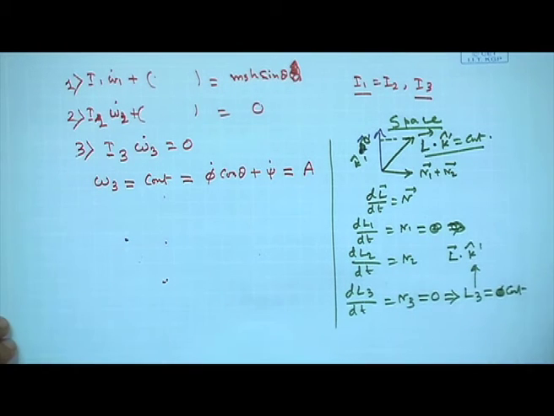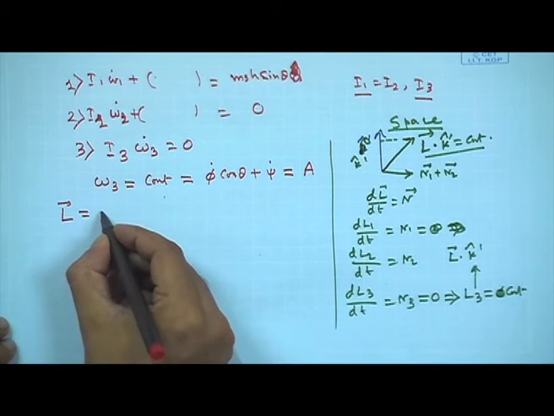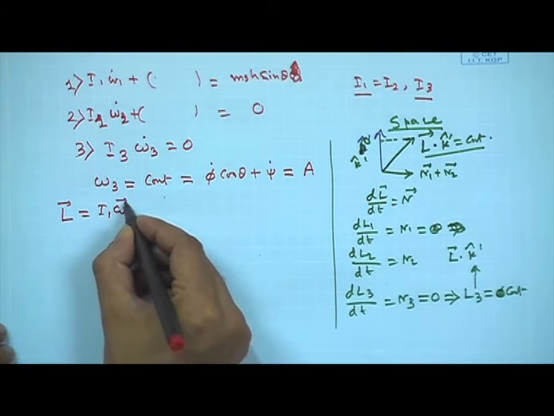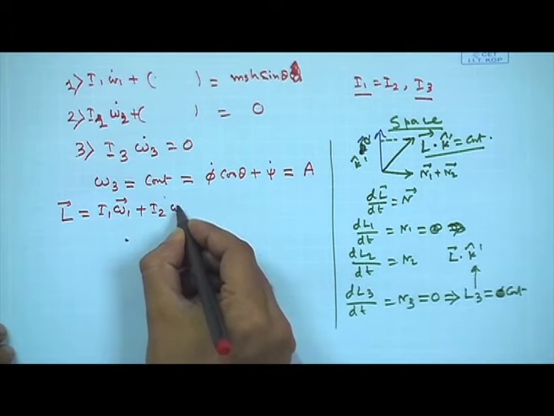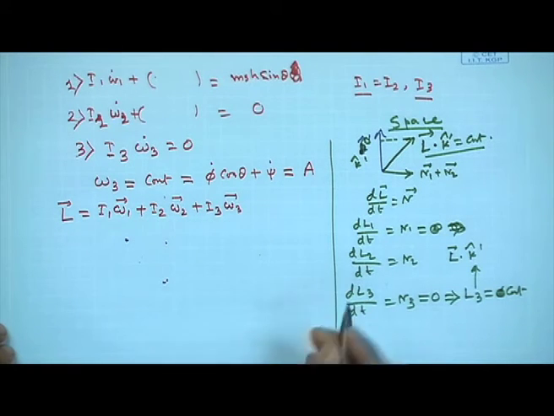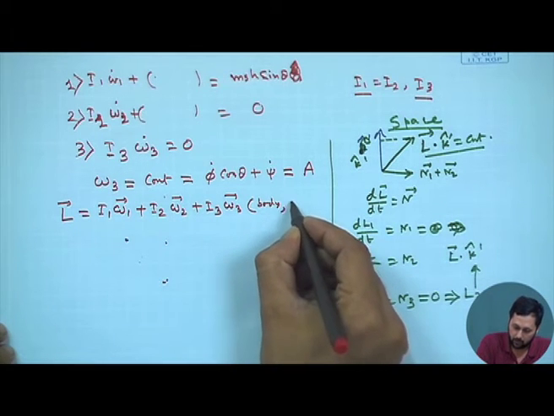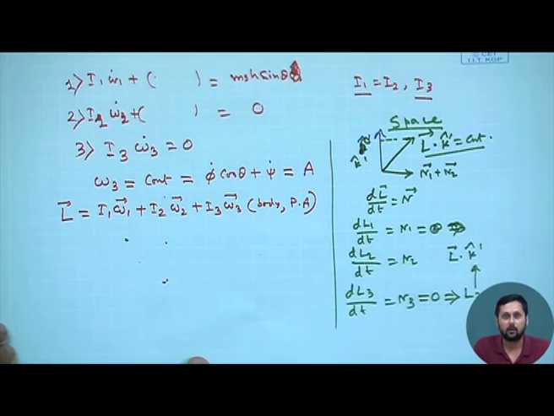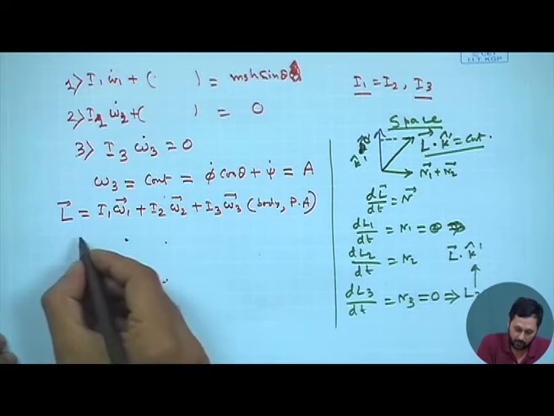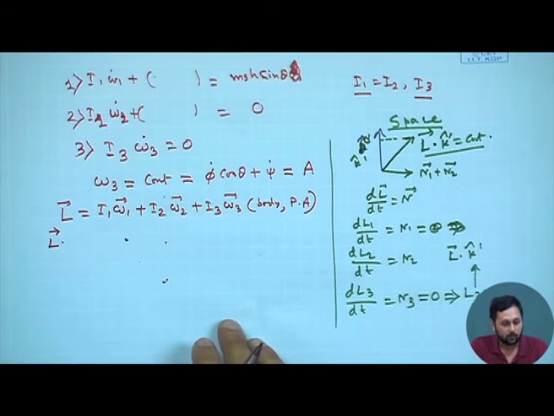Now, L, okay, so L is I1 omega 1 plus I2 omega 2 plus I3 omega 3, that is written out in body principal axis, right, that we have seen. So, we can take L, okay. So, this is one expression which we can use.